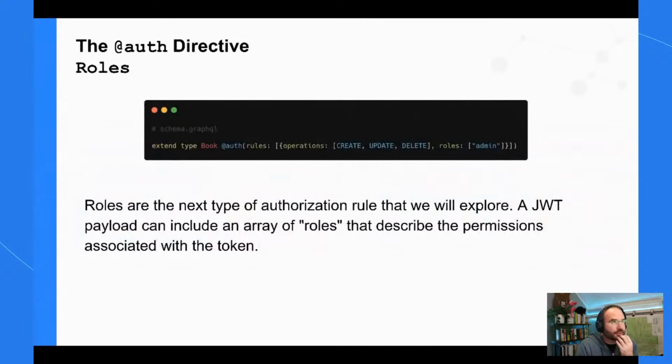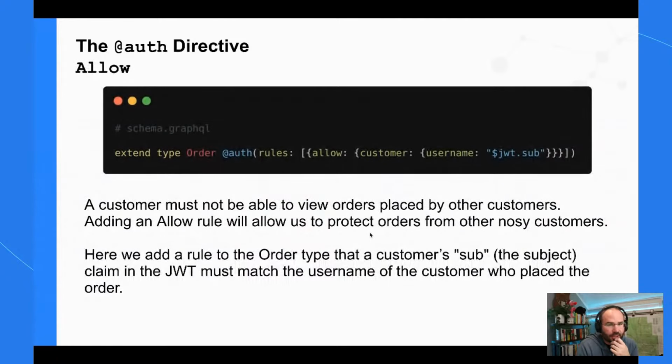We can also attach roles. So we can say that in order to create, read, update, delete a book, you need to be an admin role, for example. Allow is a bit more powerful than role because it's actually verifying that data in the database matches data from the JSON Web Token.